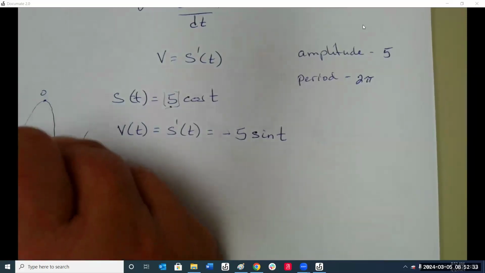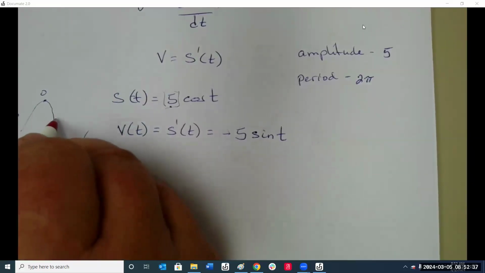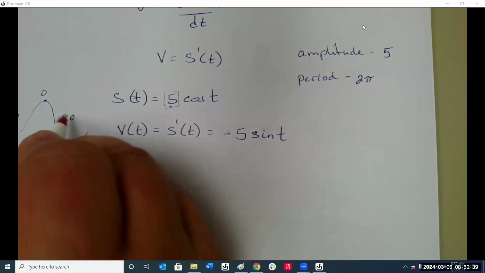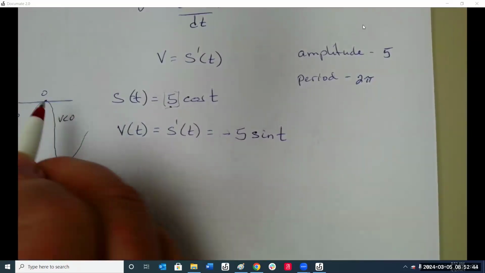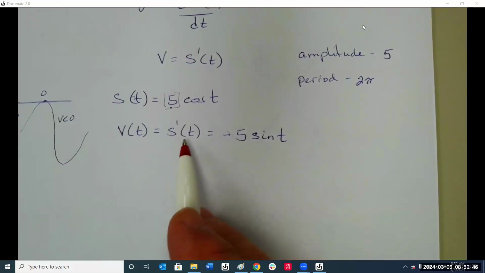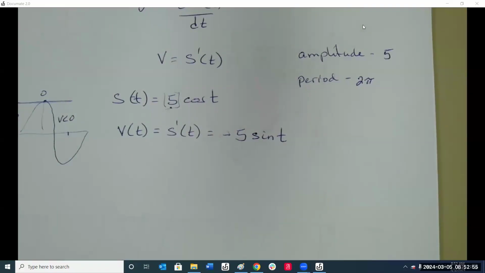Well, yeah, because here the velocity is positive, it's increasing, and here the velocity is negative, it's decreasing, it's going back down. Someplace between there, our slope is 0. Remember, derivative is a slope. So at 3 pi over 2, and at the other point, our velocities are 0. Okay, so that's the velocity function.